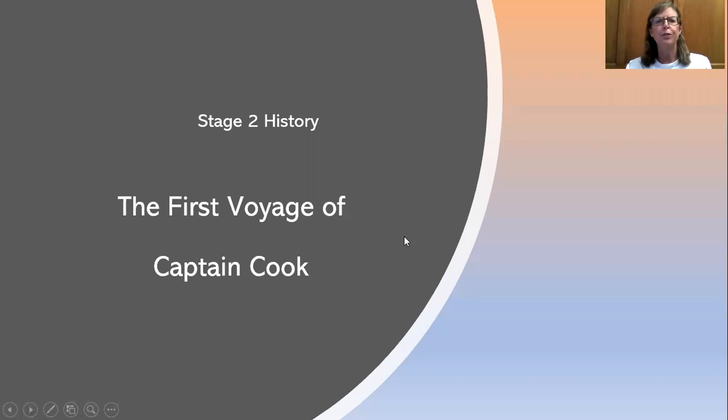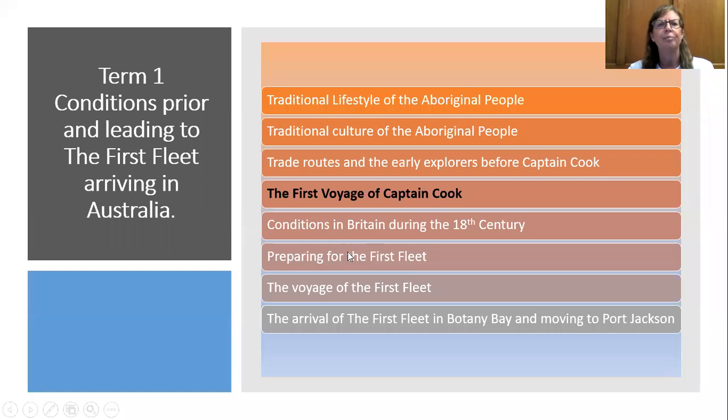Today we're looking at the first voyage of Captain Cook. As a captain, he made many voyages, but he only made 3 voyages as the captain of the ship, and the first one is the one that took him to Australia. We have already looked at the lifestyle of the Aboriginal people. Last week we looked at the trade routes and the early explorers that arrived in Australia before Captain Cook. Today we're looking at Captain Cook himself. This was a significant event in the history of Australia.